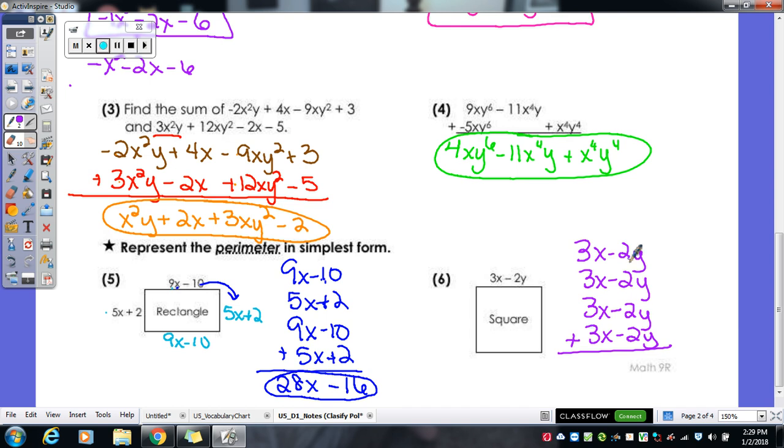So then adding negative 2 plus negative 2 plus negative 2 plus negative 2, negative 8y. 3 plus 3 plus 3 plus 3, 12x. There we go.